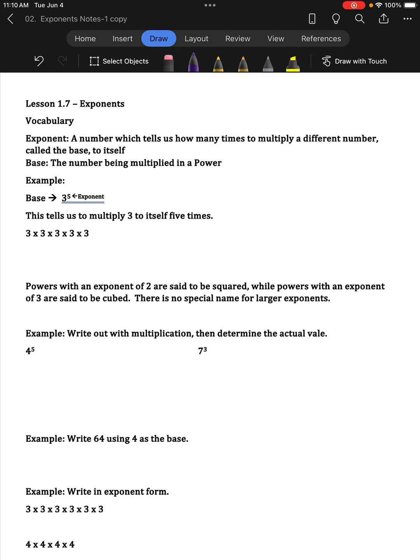In today's video, we're going to be looking at exponents. So our vocabulary here says an exponent is a number which tells us how many times to multiply a different number, which we call a base, to itself. And the base is the number that's being multiplied.